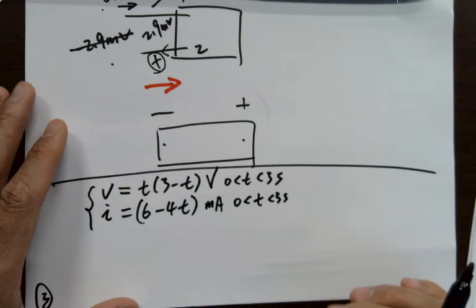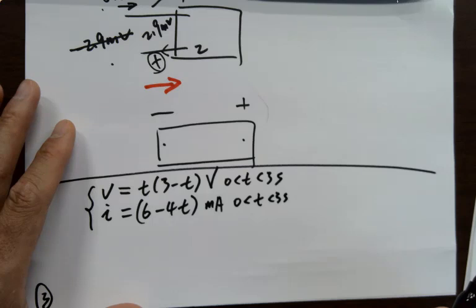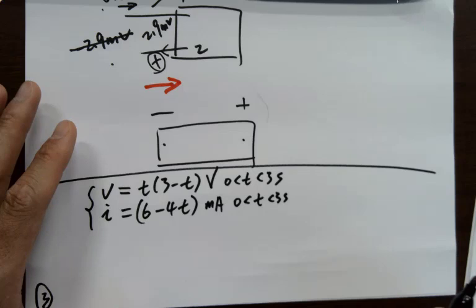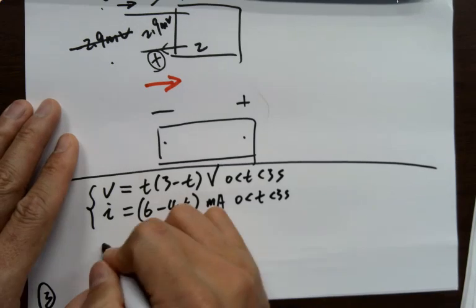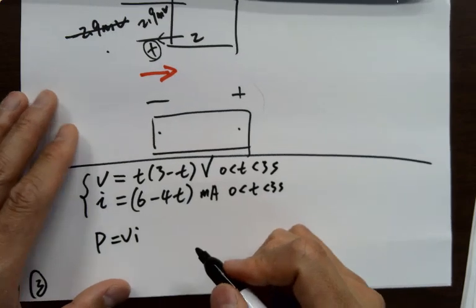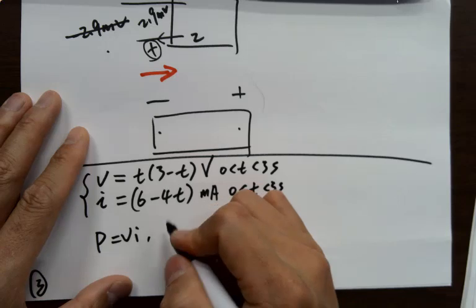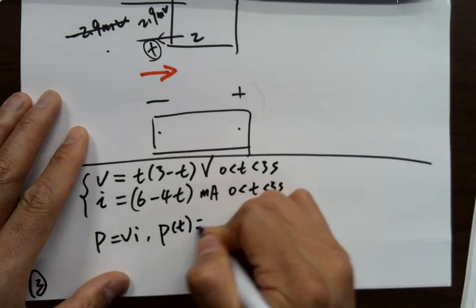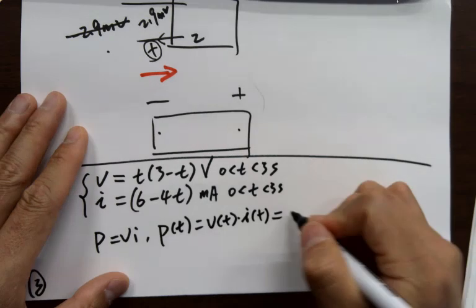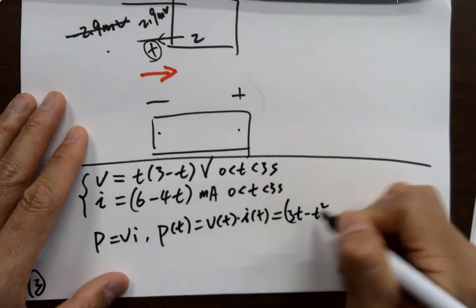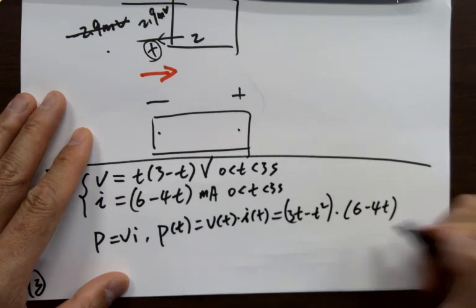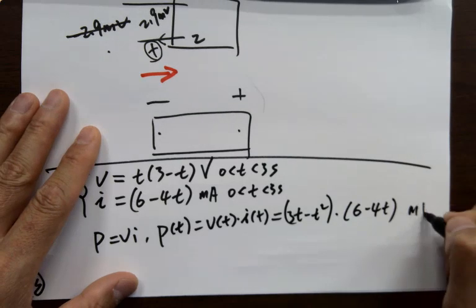So the question is, at what instant of time is power being delivered to the circuit element maximum? So power is VI, right? And because both of them are functions of t, it's 3t minus t squared times 6 minus 4t. That's milliwatts.